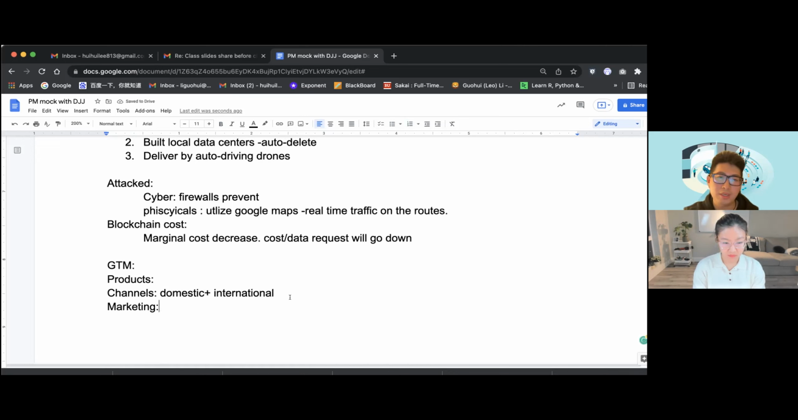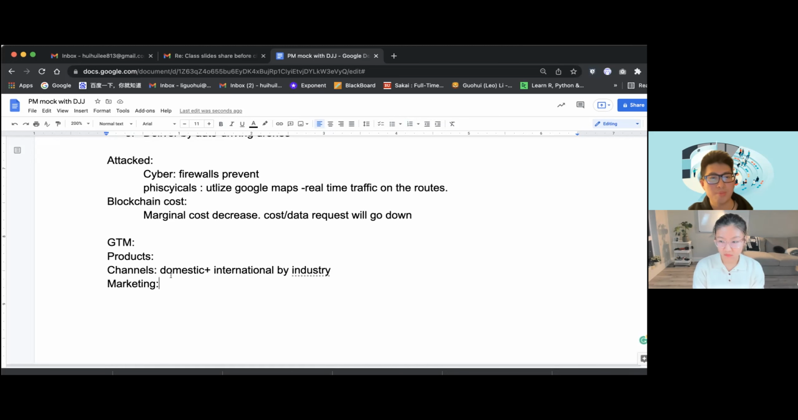And the product and by industries. So we will launch our products or start to distribute our products industry by industry, because it's easier for us to dive deep and understand the local business better. The last one will be marketing.